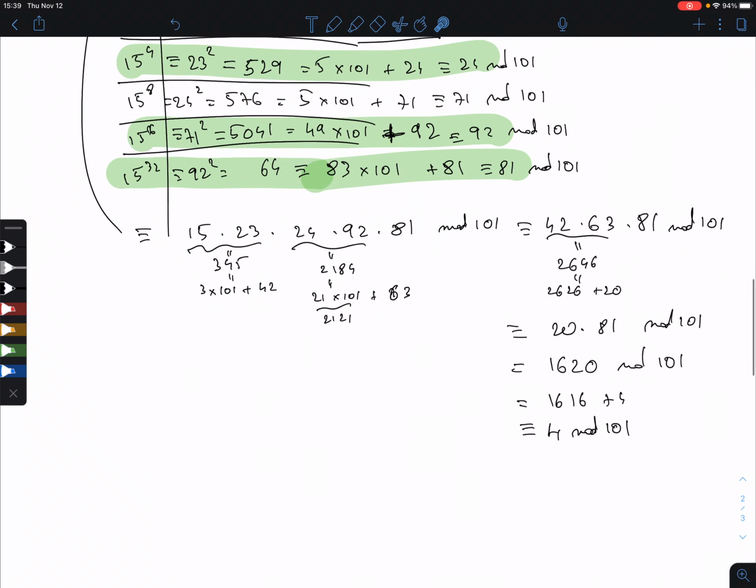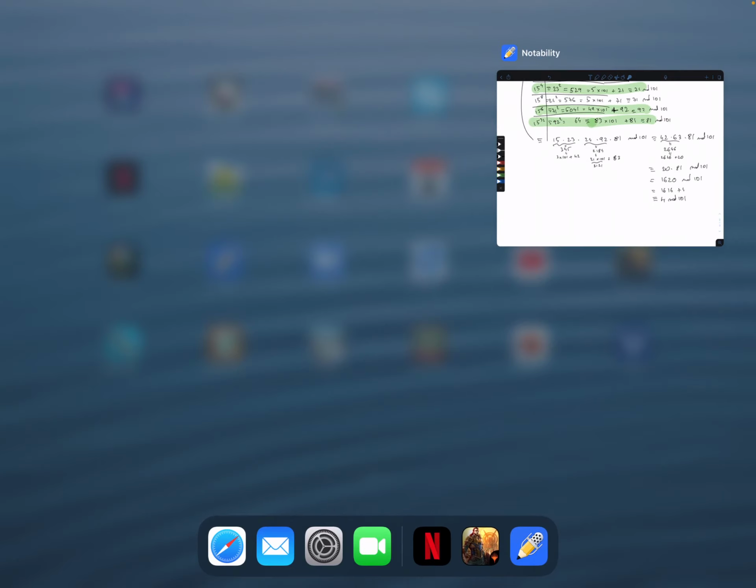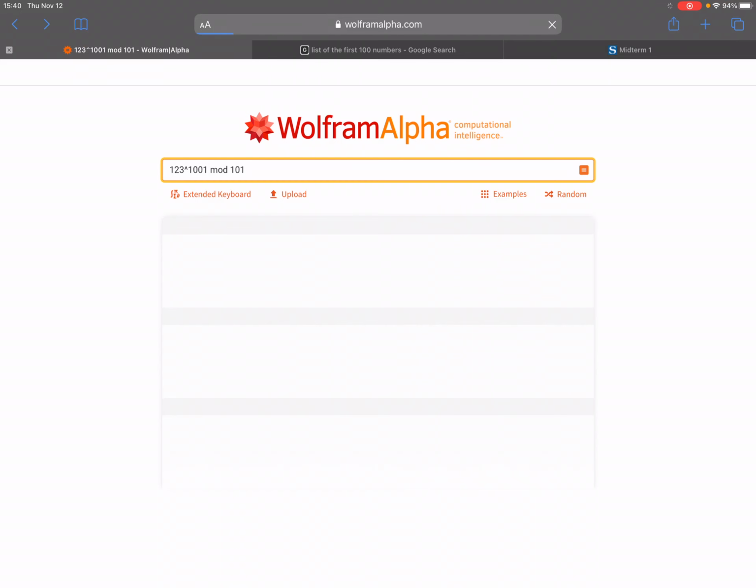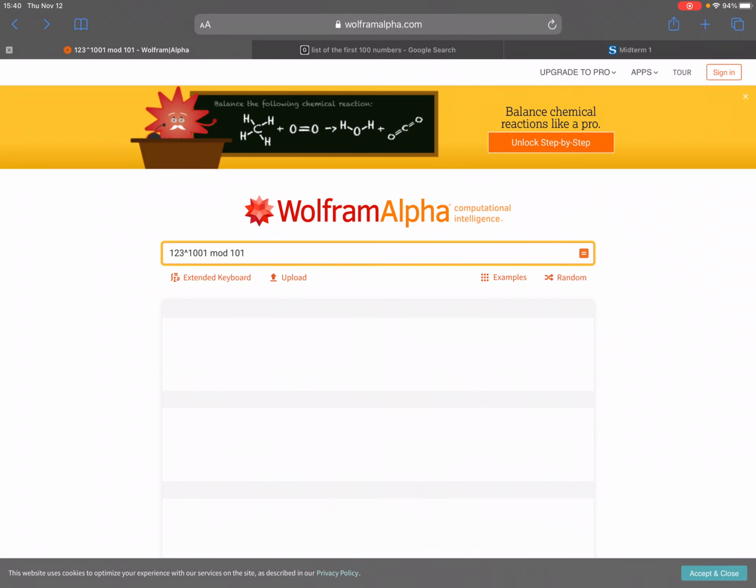Okay. Now, I'm pretty sure that I made a mistake. I always assume I make mistakes. That's my default thing in calculations like this. So I'm very skeptical about my results. So I could use Wolfram Alpha to check this. Do I still have my Wolfram Alpha here? What is the number I was doing?